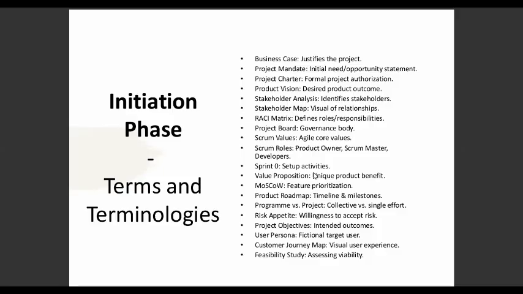Now, we have what we call RACI metrics, just used to describe different roles per time in a project, and then who is doing what, who should be informed, who should be accountable, who should be responsible, as the case may be. We have the project board.